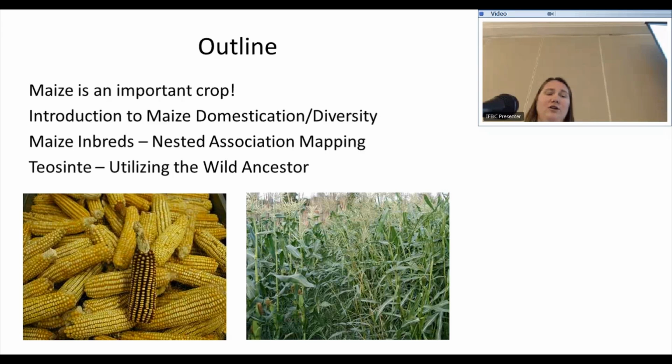And here you can see just a few pictures I've taken over the years showing just amazing diversity in corn. This is a population I've made. And then here's some teosinte growing next to corn.